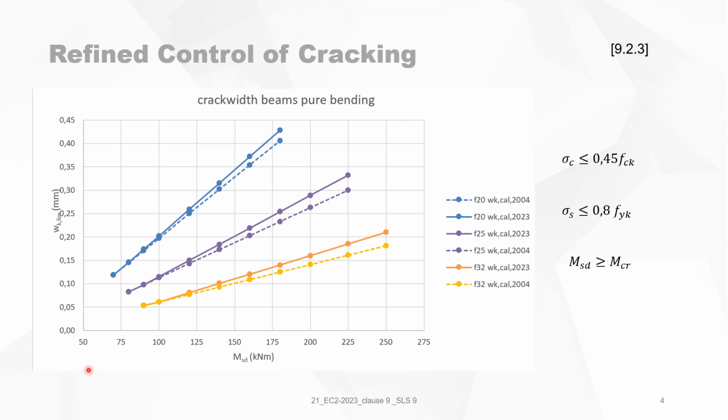We can now plot the results of the different calculations into a graph. On the x-axis, it's the applied bending moment. On the y-axis, it's the calculated crack width. And we do that for the 3 diameters 20, the blue color, the 3 diameters 25, and the 3 diameters 32. The dotted line is the calculation according to Eurocode 2004, and the full line is according to the version 2023.